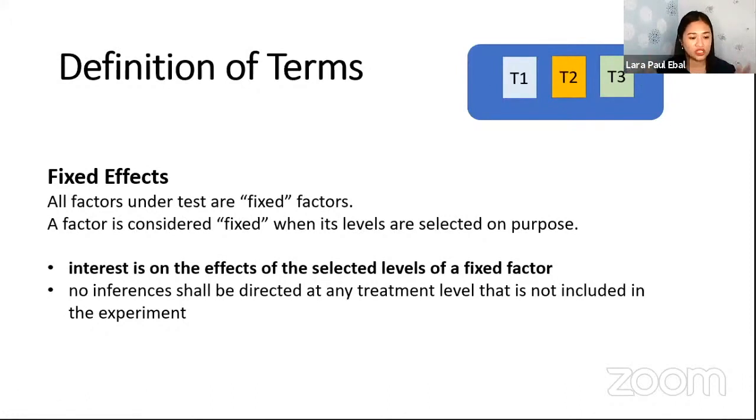And then the interest is on the effects of these selected levels of the fixed factor. No inferences shall be directed at any treatment level that is not included in the experiment. This means that your conclusion will only be applicable to other experiments or research using the same set of levels. So T1, T2, and T3. So that's under fixed effects.